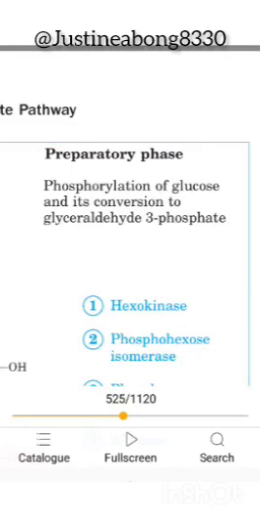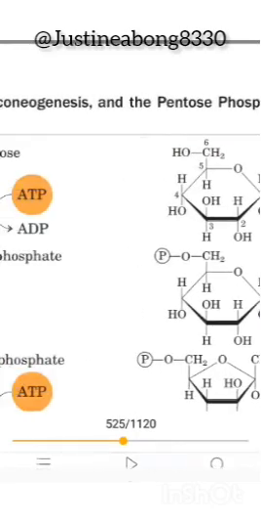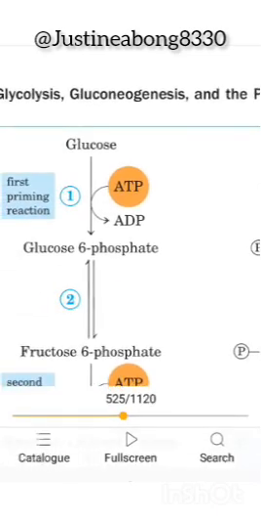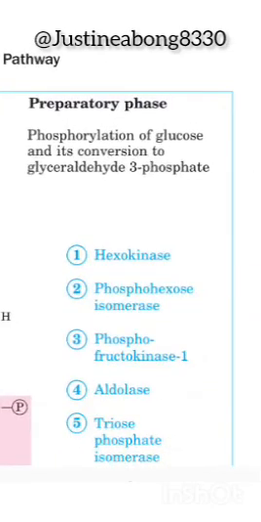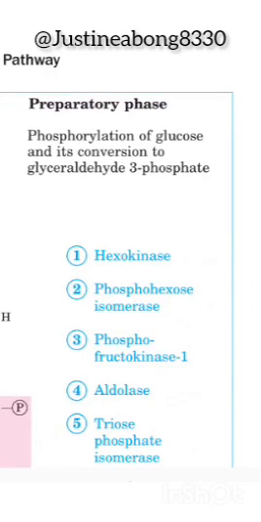The difference there is that hexokinase is found in all body cells, but glucokinase is specific only for the liver cells. Now, if there is too much glucose 6-phosphate, glucose 6-phosphate will equally bind to the allosteric site of hexokinase, thereby inhibiting the activity of these enzymes.